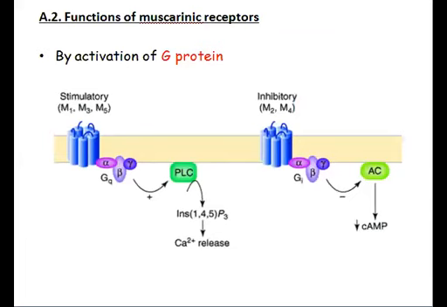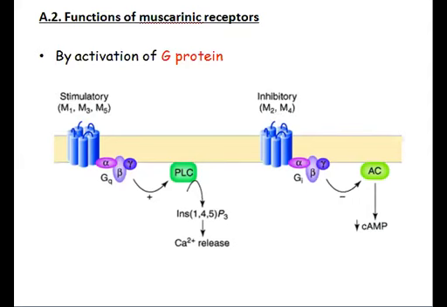Now, how do the muscarinic receptors act? They act by activating a G protein. So the muscarinic receptors belong to the G protein coupled receptors. We know that the M1, M3, and M5 are stimulatory receptors, while the M2 and M4 are inhibitory receptors.